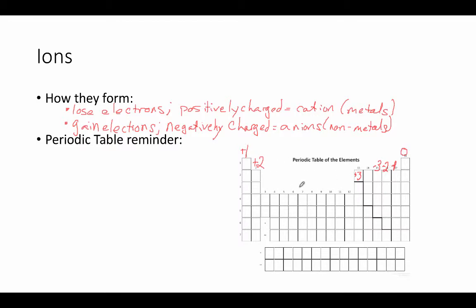And these are written on the periodic table that you were given in class, but just a quick reminder of how it works. +1 for our first column, +2 for our second column. Aluminum has a +3. Column 15 has a -3. Column 16 has a -2. Column 17 forms a -1 charge. So what that means is an atom of sodium has lost an electron to form a +1. This column will lose 2 electrons. Aluminum will lose 3 electrons. On the opposite side, these will gain 3 electrons, these will gain 2 electrons, and these will gain 1 to give them the charge.